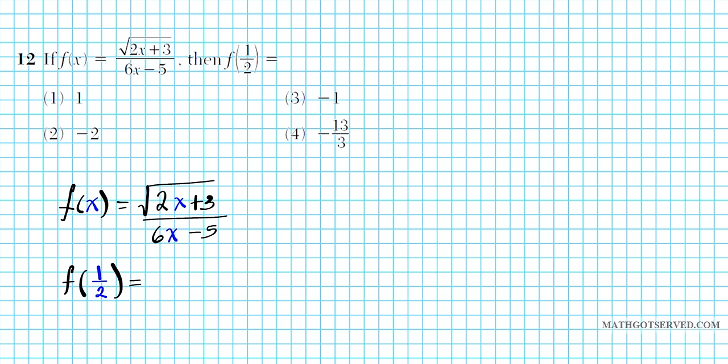Okay, so let's go ahead and do that. So we have square root of 2 times, instead of x, we're going to have 1 over 2. All right, and the operation is times plus 3. Now you have to be careful here. You're dividing the entire numerator, not just the radicand. The entire numerator is being divided by 6 times 1 over 2 minus 5.